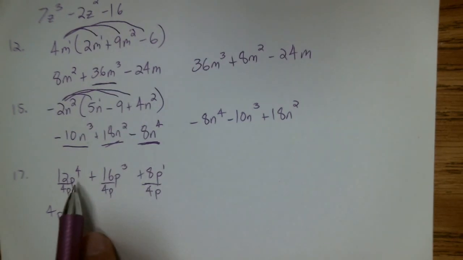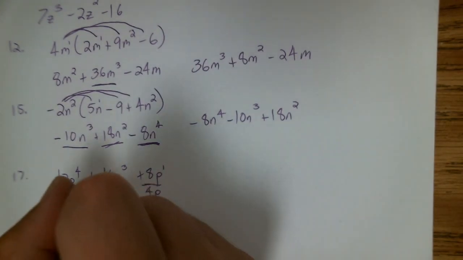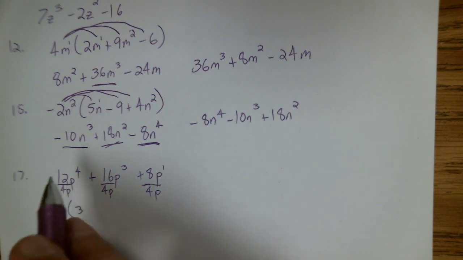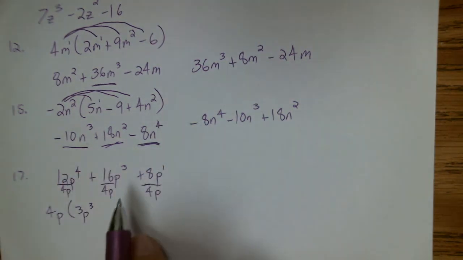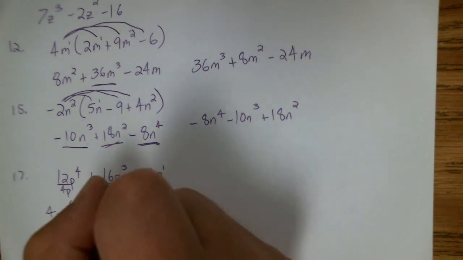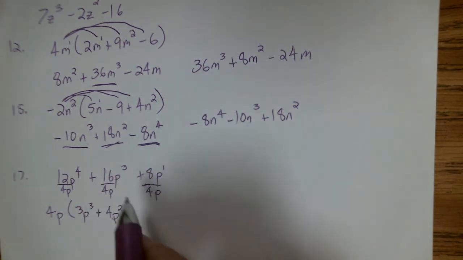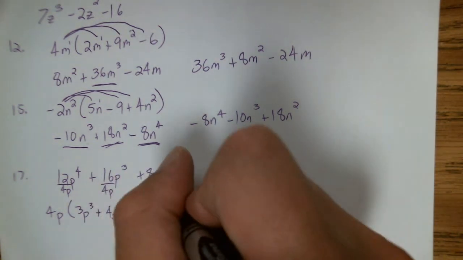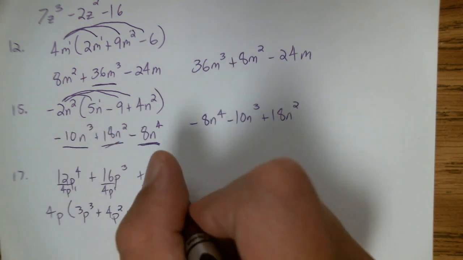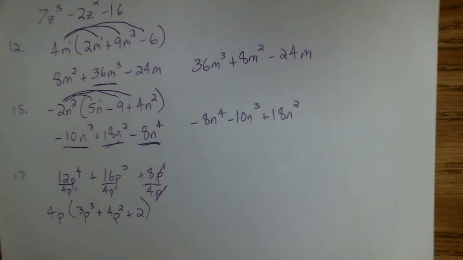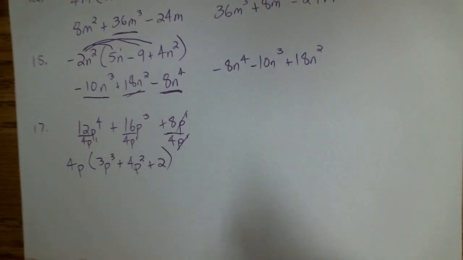12p to the 4th over 4p, 12 over 4 is 3. P to the 4th over p, remember you got to subtract those exponents. 4 minus that understood 1, that's going to give me a p to the 3rd. Positive 16 over positive 4 is 4. P to the 3rd over single p is p squared. 8 over 4 is 2. And p over p, that's an understood 1. Those p's just cancel, so I'm left with 2. So the final answer is 4p times 3p cubed plus 4p squared plus 2. Yes, you can use your calculator to check that every single time when it says simplify.